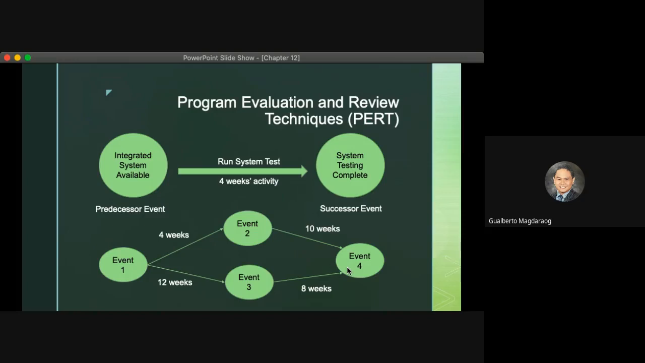So if that is the case, even if event 1 to 2 is finished and event 2 to 4 is still ongoing, and even if they finish their activity, event 4 will not be finished yet because event 1 to 3 and 4 requires a total of 20 weeks. So there is a slack period for both 1 to 2 and 2 to 4 of 6 weeks.